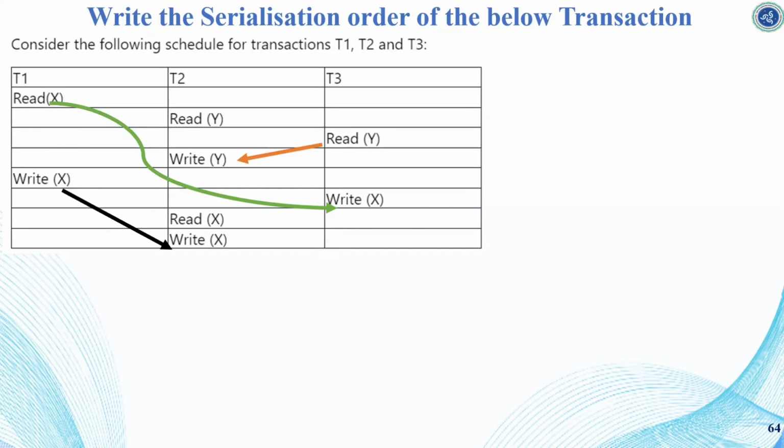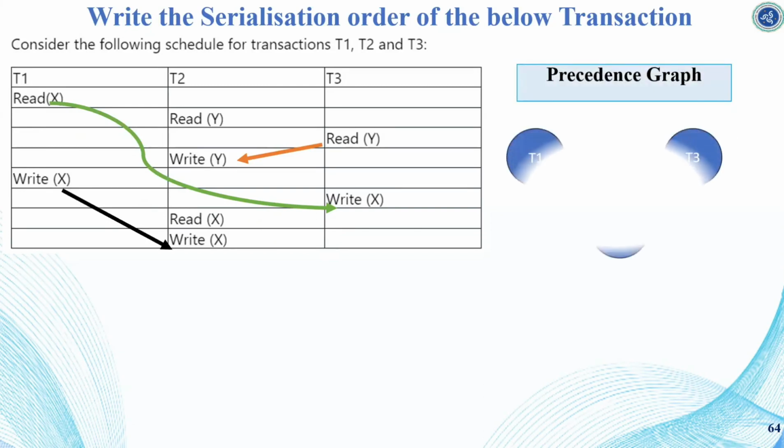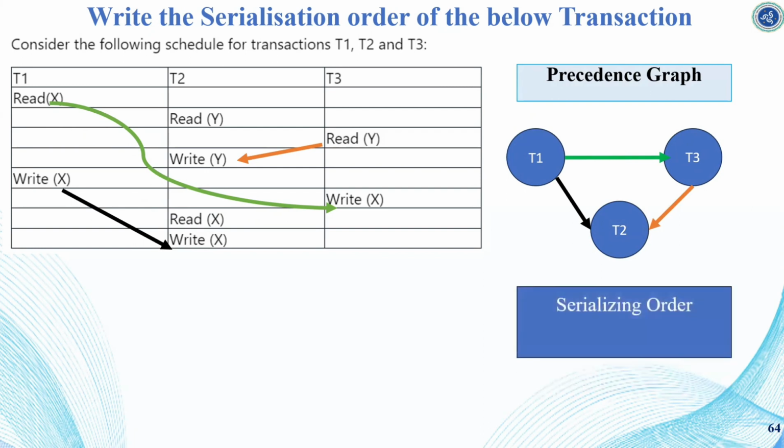So we have to create the precedence graph. The precedence graph will look like this. Is there any cycle? There is no cycle, right? So it is a conflict serializable schedule because there is no cycle. Now we need to find the serializing order, how it can be serialized.